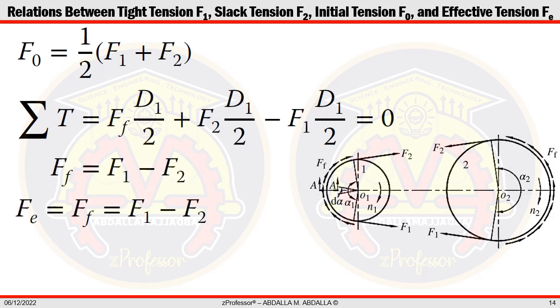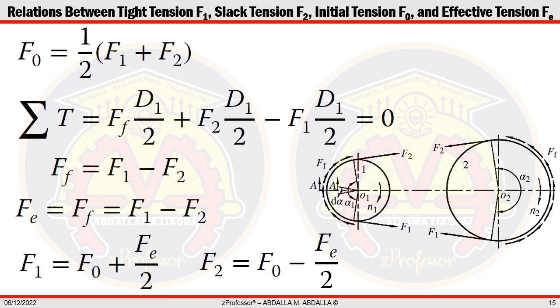The total of the distributed frictional forces at the belt and the pulley contact determines the effect of tension on the belt drive, which is linked to the pulley torque. F subscript F equals F1 minus F2, then Fe or F subscript E equals F subscript F equals F1 minus F2. When the previous equations are taken into account, the tight tension F1 and the slack tension F2 are given by F1 equals F0 plus Fe over 2 and F2 equals F0 minus Fe over 2.